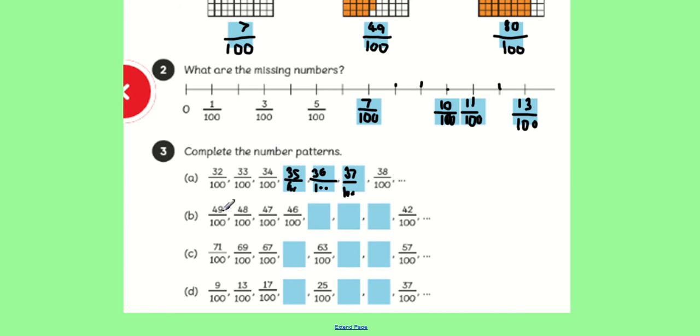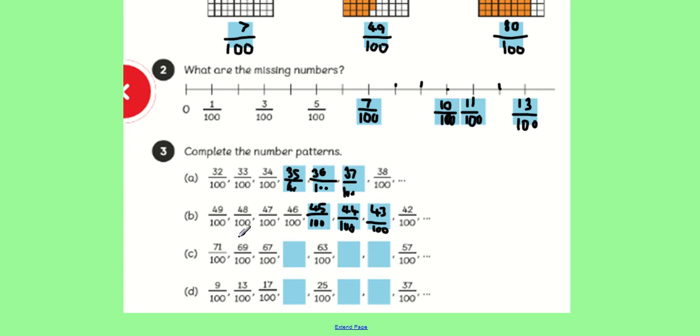Super. Next one, 49 hundredths, 48 hundredths, 47 hundredths, 46 hundredths. I can see here we are going down. So counting down, the next one will be 45 hundredths. Then we get 44 hundredths. And 43 hundredths. Then down to 42 hundredths. Okay? These next ones I'm just going to say out loud, we won't write them in.